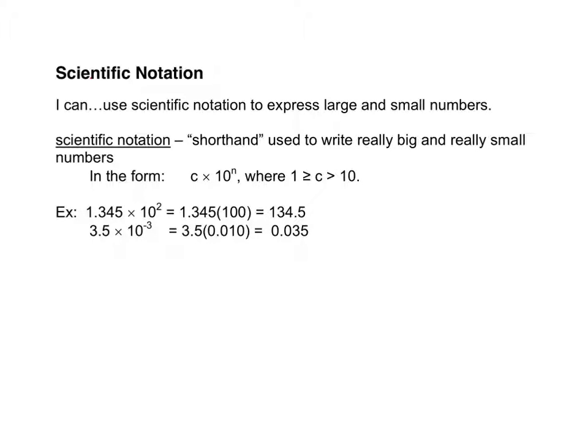Scientific notation. By the end of this, you should be able to say, I can use scientific notation to express large and small numbers. We use scientific notation as sort of a shorthand to get rid of lots of zeros when we have very big numbers and very small numbers. So when we have very big numbers like the distance between here and the nearest star not in our solar system, or very small numbers like the weight of an atom.